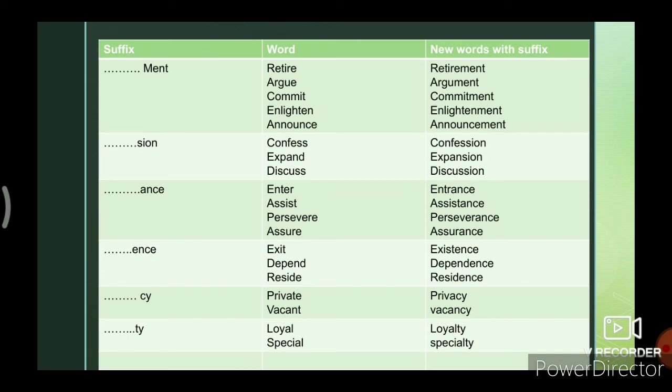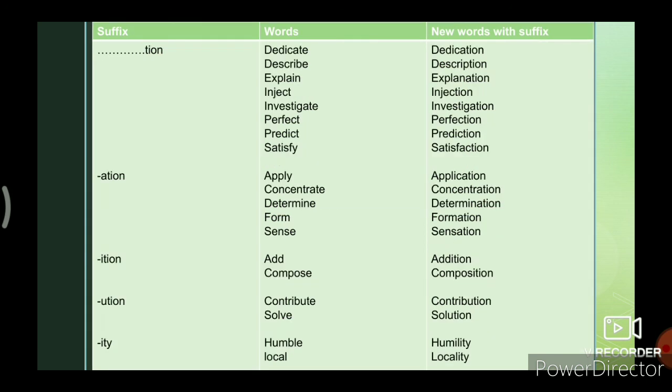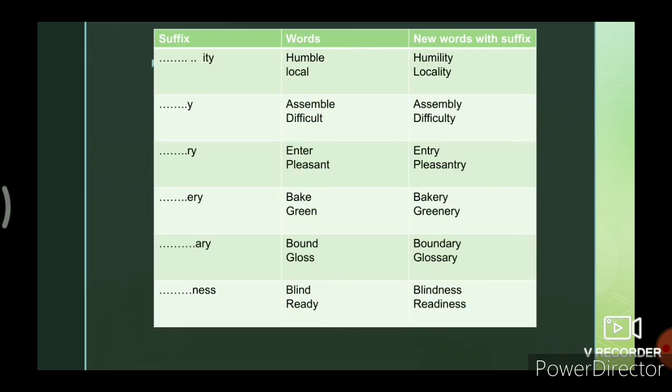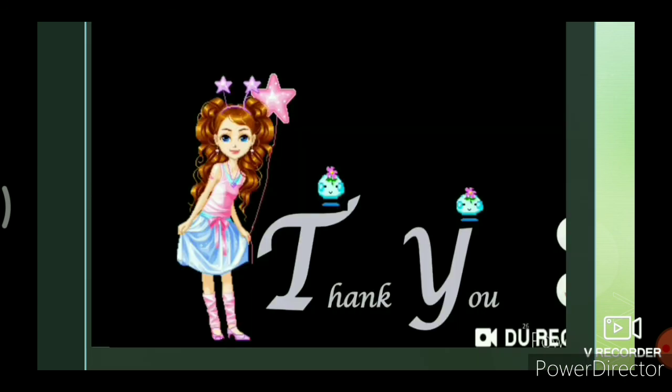Suffix ment. Here word retire, the new word with suffix ment, retirement, argue, argument, commit, commitment, enlighten, enlightenment, announce, announcement. In this way, SION, confess, confession, expand, expansion, discuss, discussion, ANCE, enter, entrance, assistant, assistance, perceive, persevere, perseverance, assure, assurance. In this way, you pause the video, write down all these suffixes and prefixes also. Here these are all suffixes.